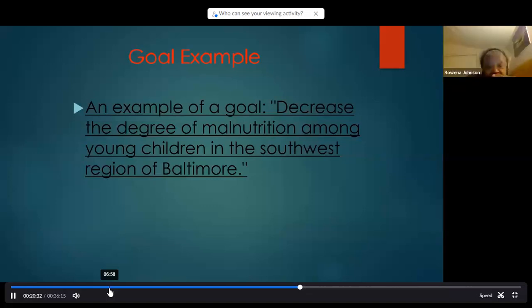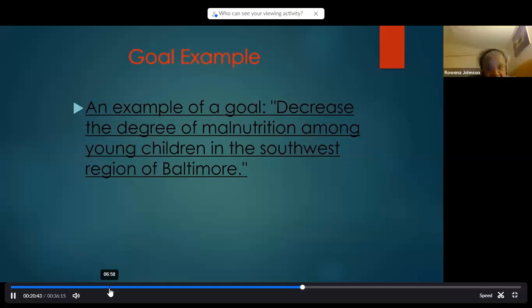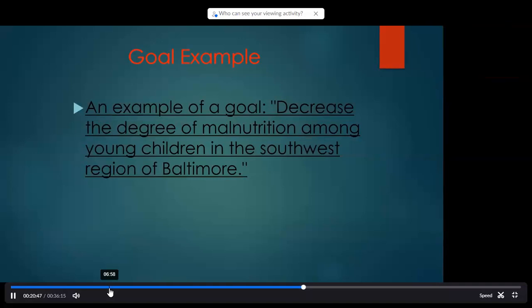Let's read that again. An example of a goal: decrease the degree of malnutrition among young children in the Southwest region of Baltimore. Notice they talk about what they want to do, decrease malnutrition. They talk about who they want to do it for, young children, and they talk about where they want to do it.